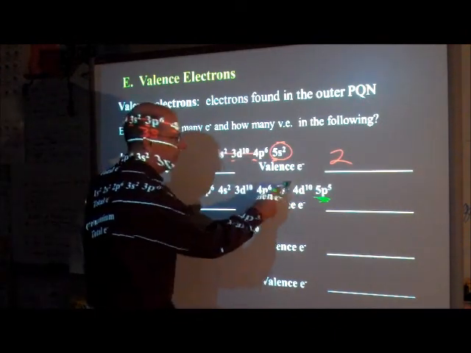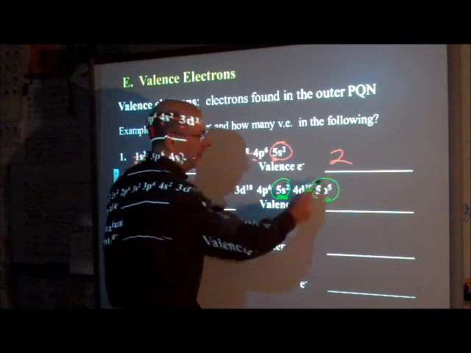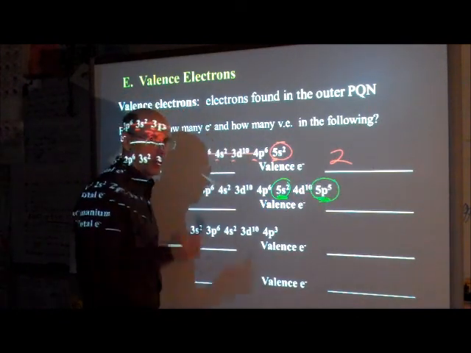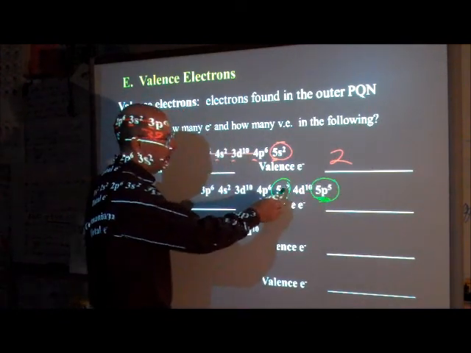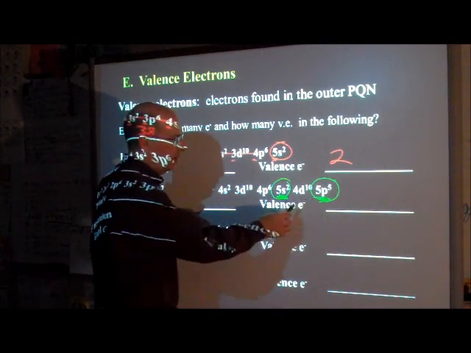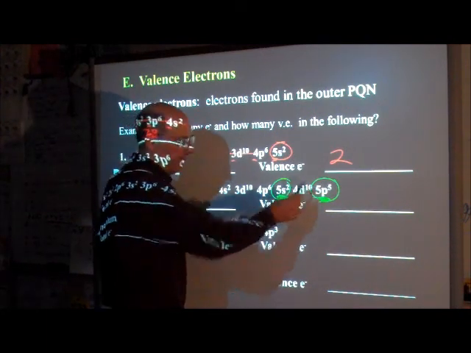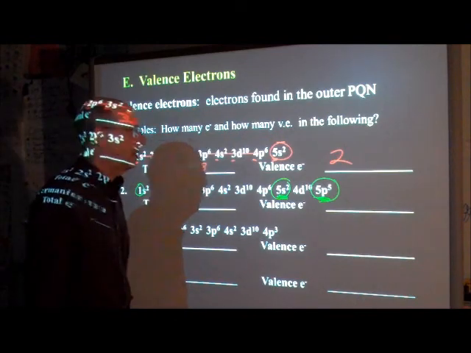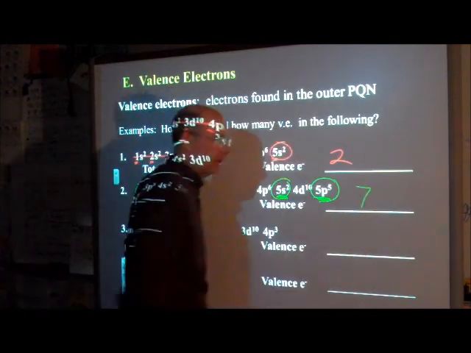So all the electrons that are found here plus all the electrons that are found there, those are the valence electrons. So 5s2, 5p5. That means there's 2 electrons here, there's 5 electrons here. That gives us 7. How many valence electrons? 7 valence electrons.